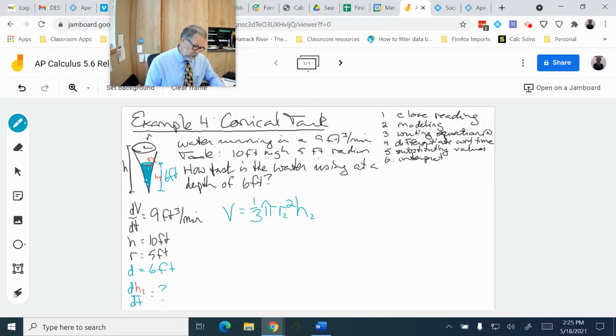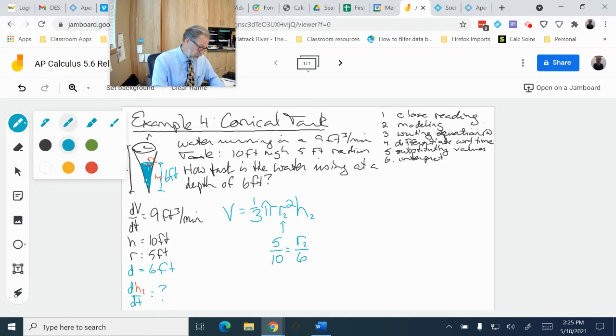But I also know that radius right there is related to the size of the tank. I know that 5 is to 10 as the radius of the water is to 6. Because if I think of this as right triangles, let me draw a right triangle on here.